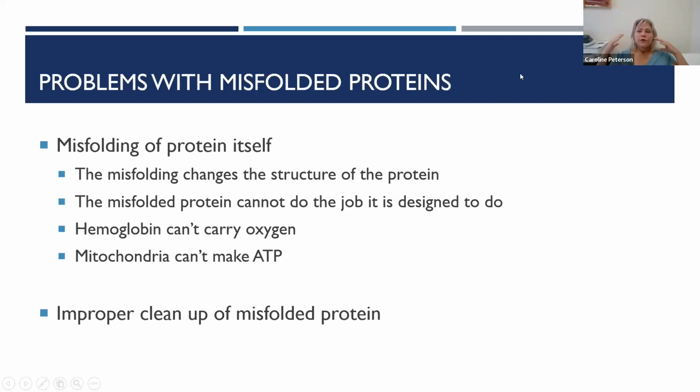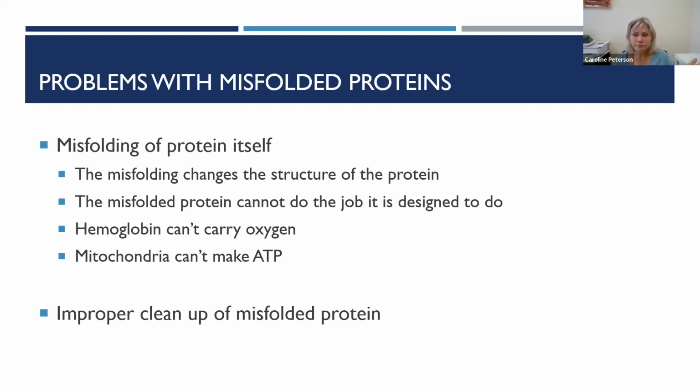So we're talking about misfolding of proteins. We're talking about problems when proteins misfold. Protein misfolding in itself is a problem because the form of the protein is changed, so it can't do its job. And so we talked about amyloid beta and we talked about tau and how they are compromised in the ability to do their job when the folding is wrong.